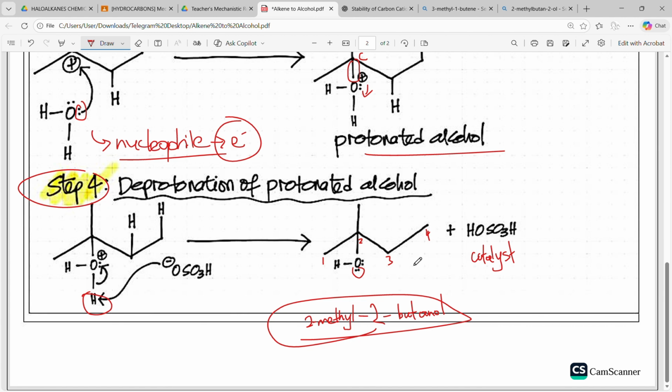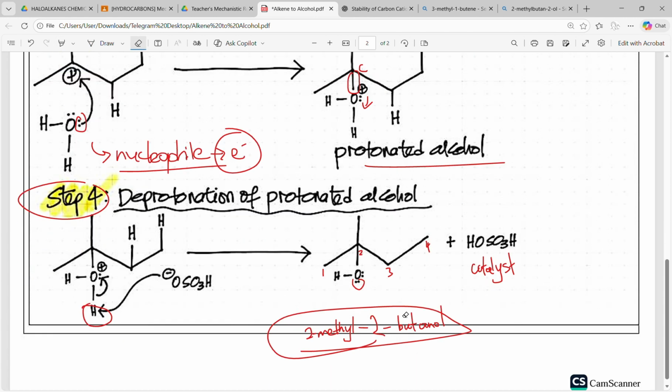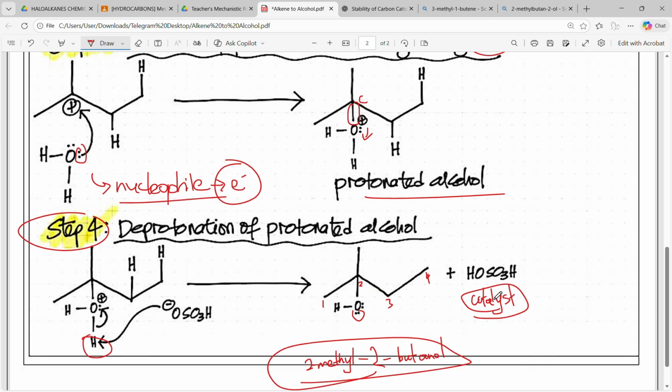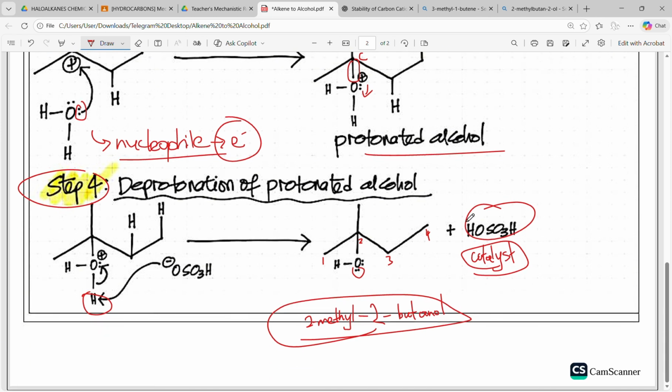So now the positive charge no longer exists. So we get a final product of 2-methyl-2-butanol. And as the sulfuric acid is a catalyst, it doesn't undergo any reaction to form a new product. We get back the sulfuric acid at the end of the reaction. That's how an alkene is converted to alcohol.